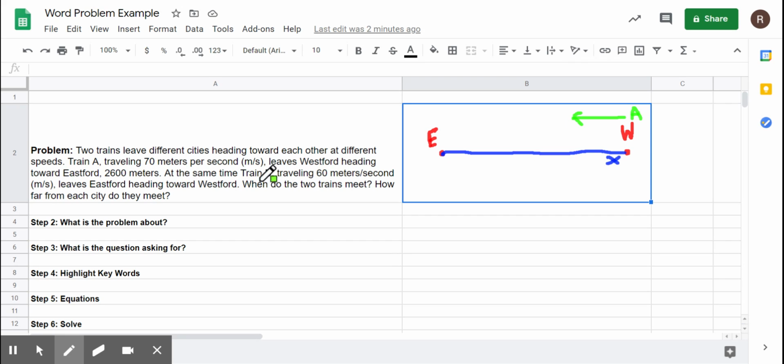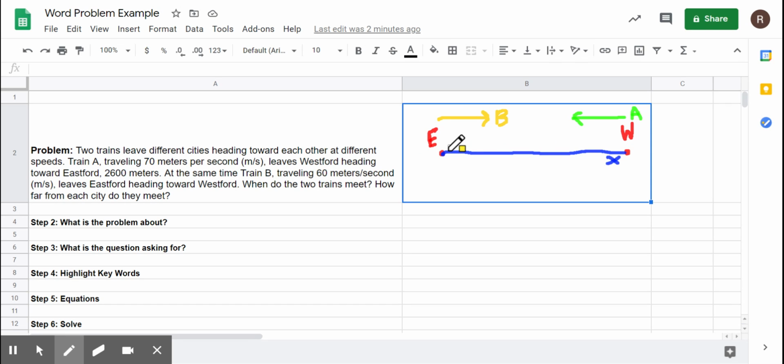And then at the same time that is launched, okay, so I have that. We got basically this train B, which is traveling 60 meters per second, and it's leaving Eastford heading towards Westford. Okay, so I'm going to draw this in, let's see, I got orange here. I'm going to do this in orange, and this is train B. Okay, so I have that, and this is the basic situation.